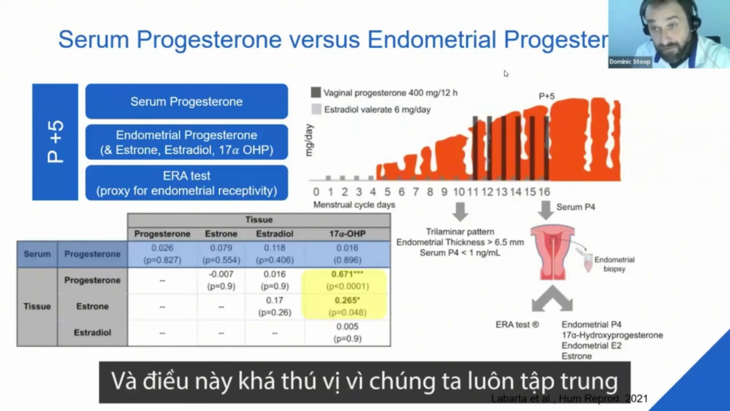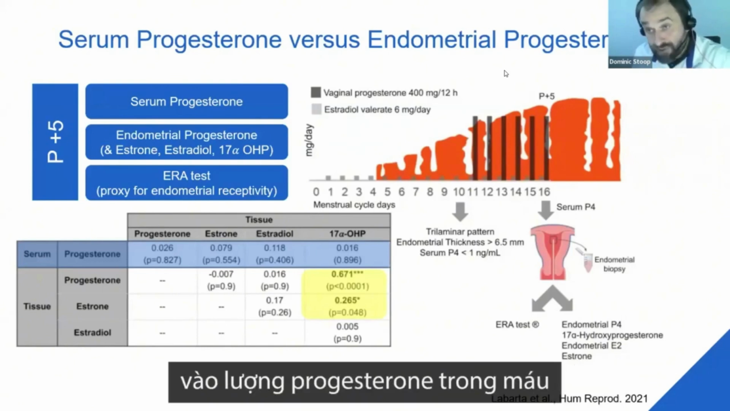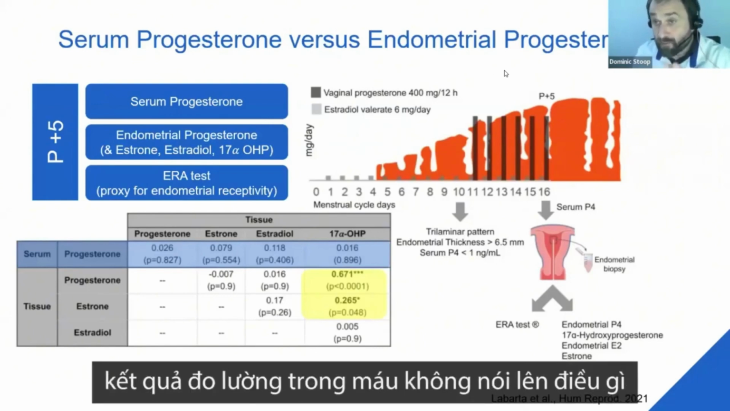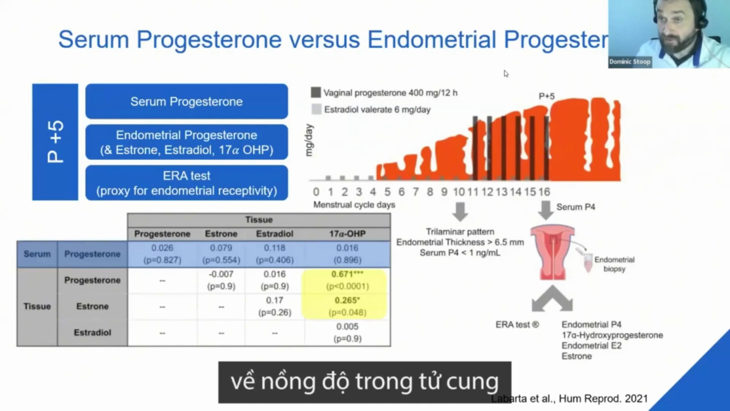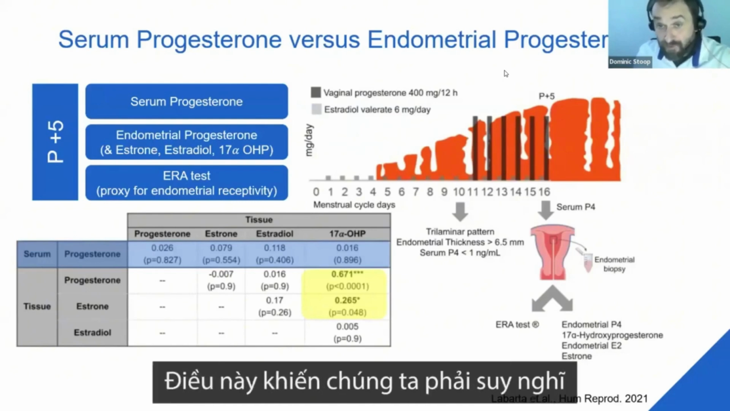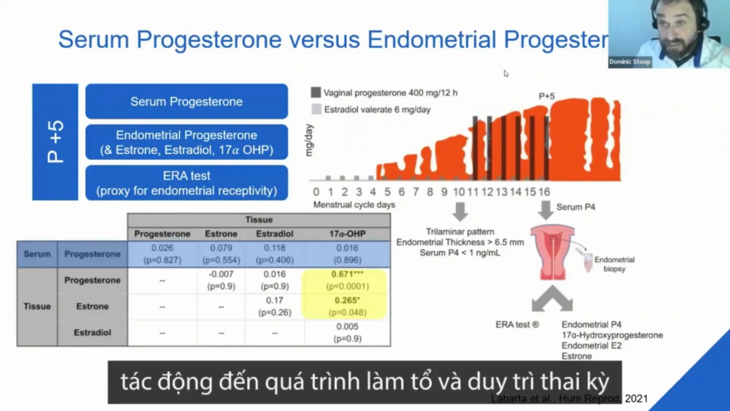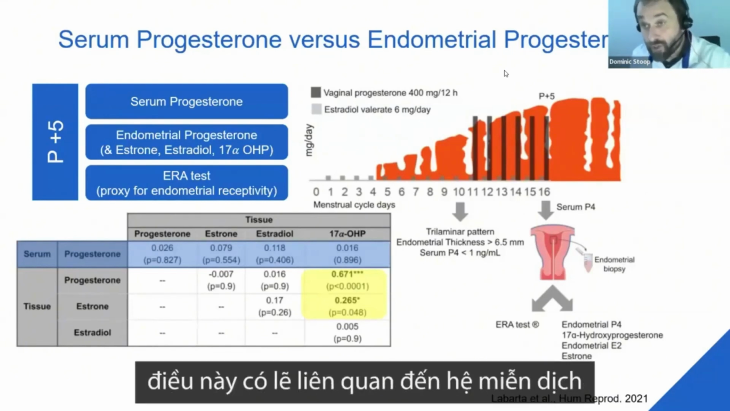And this is quite intriguing, because we're always focusing on the progesterone in the blood, while studies repeatedly show that what we measure in blood doesn't say anything about the concentration in the uterus. So this also needs to make us think about the pathways and where that progesterone in the blood is actually making a difference on implantation and on maintenance of pregnancy, which is probably going to be immunological.